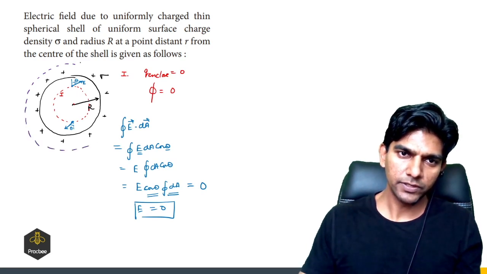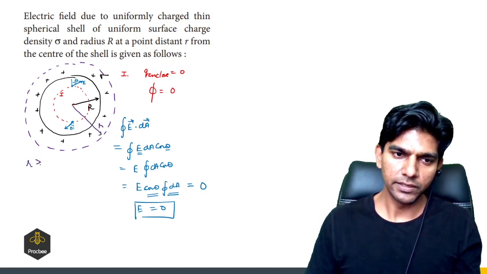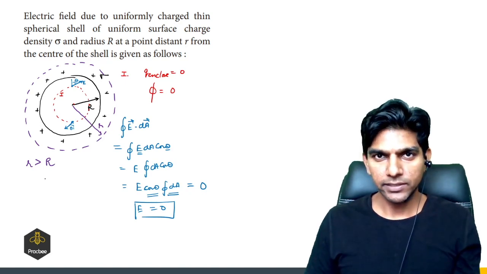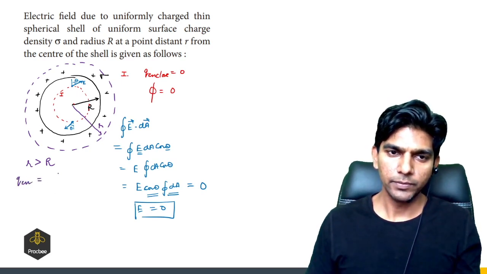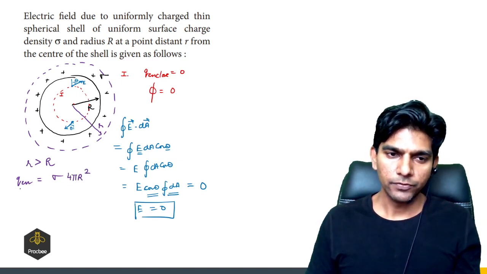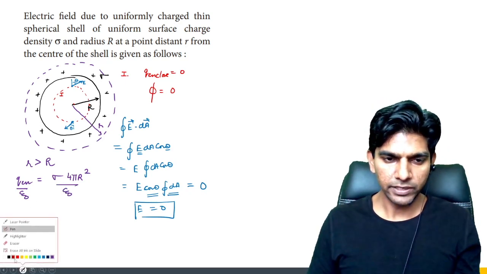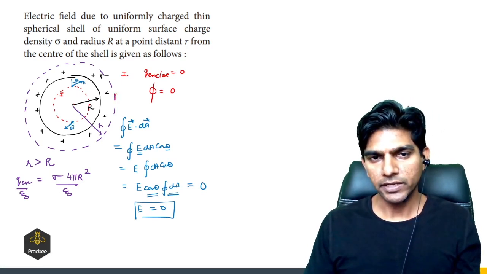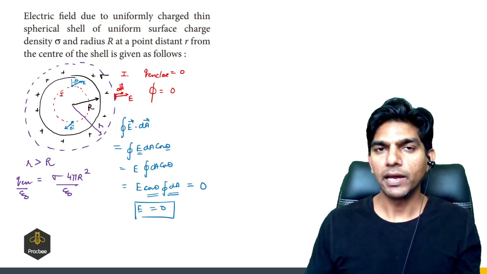This is our second Gaussian surface, and the radius, let us take it as small r, and small r is greater than capital R, right? If you calculate the charge enclosed, the entire shell is inside this Gaussian surface. So Q enclosed will be sigma times the surface area, that is 4 pi capital R square. If I divide this by epsilon naught, this is the flux. And by symmetry, at every point the electric field will be radially outward. So if I take any area, the electric field and the area vector will be parallel to each other.